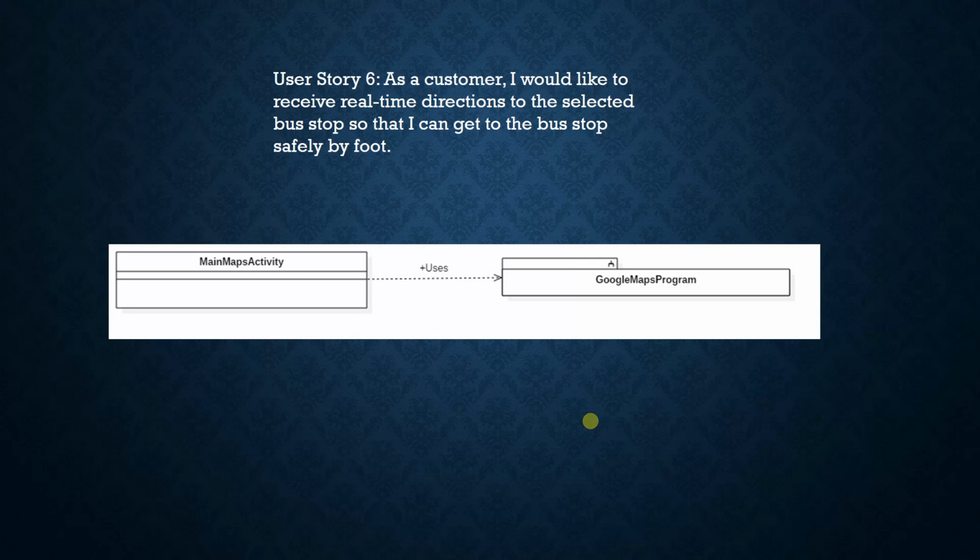User story 6 is, as a customer, I would like to receive real-time directions to the selected bus stop so that I can get to the bus stop safely by foot. This is, again, a decently easy one. I set an on-click listener to the bus stops, which then offloads their latitude and longitude and sends it to the Google Maps program, which will then give you the directions to go where you would like.